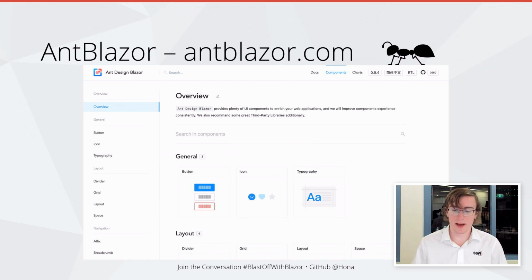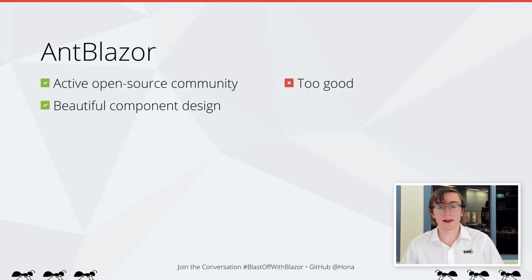So finally, we have AntBlazor. I love AntBlazor. It has an active open source community. So if you ever find a feature you want in one of the components, you can simply create a pull request. It'll get reviewed within a day and most likely get merged into the next version. It has beautiful component design. It comes from AntDesign, which obviously is an existing component library with its sister component library, AntD for React.